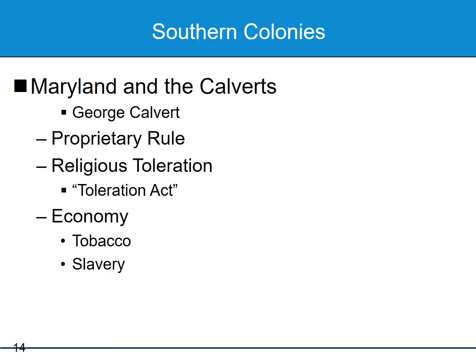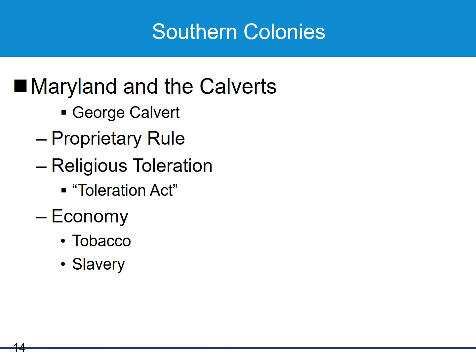Okay, now we're going to move back to the southern colonies. The second of the southern colonies was Maryland. Maryland was founded during the time of King George I in 1632. It was founded by the Calvert family.